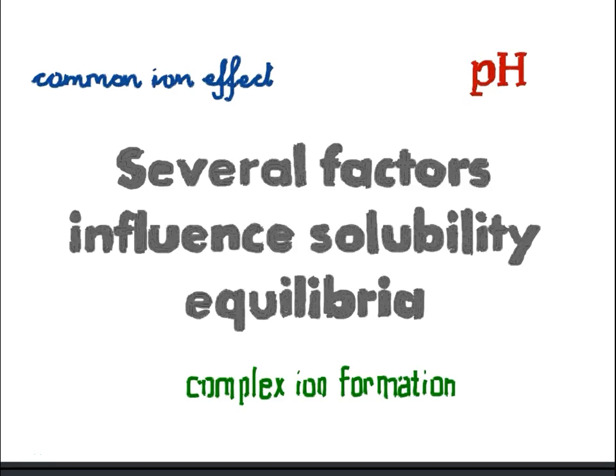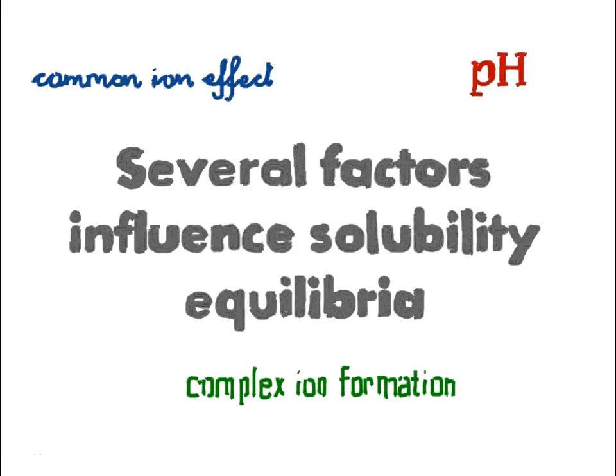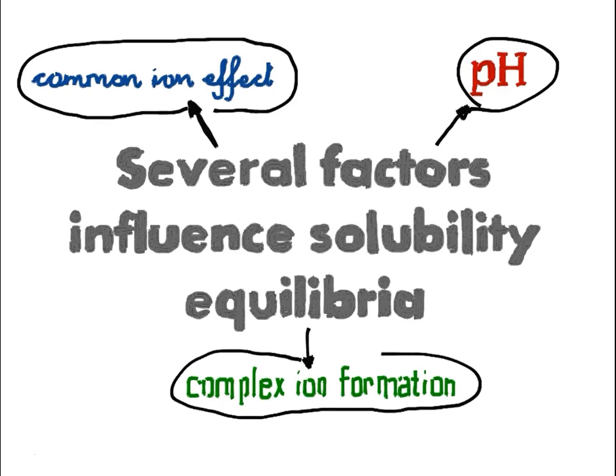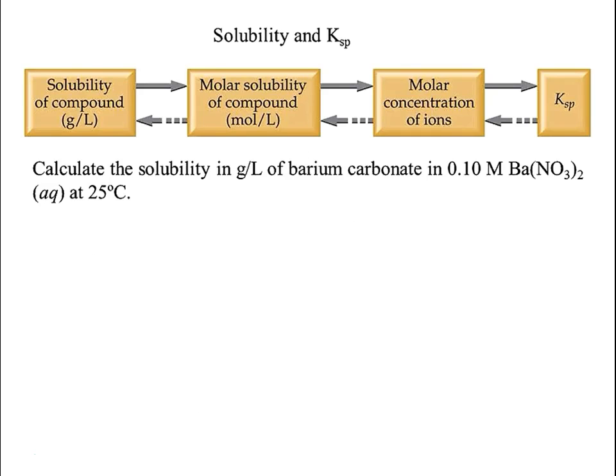So we're going to talk about the various factors that influence solubility equilibria. One of them is the common ion effect, which we have also already defined. Presence of an ion that is common to the solubility equilibrium will decrease the solubility of that salt. pH also influences the solubility if the salt is acidic or basic. And the formation of complex ions will also influence the solubility of the salt.